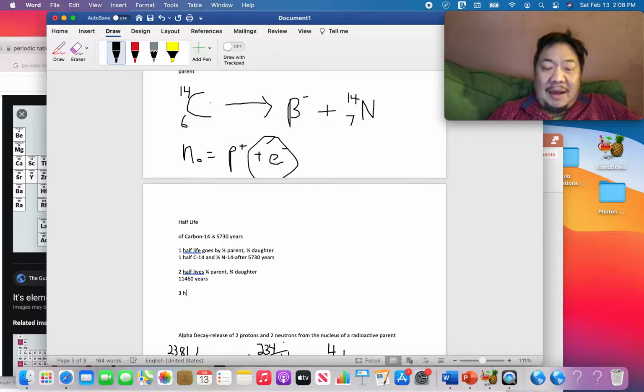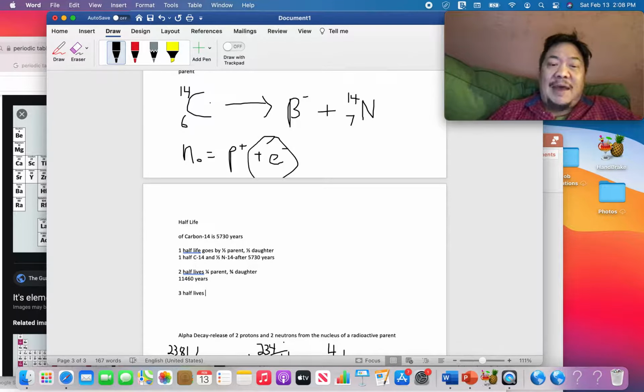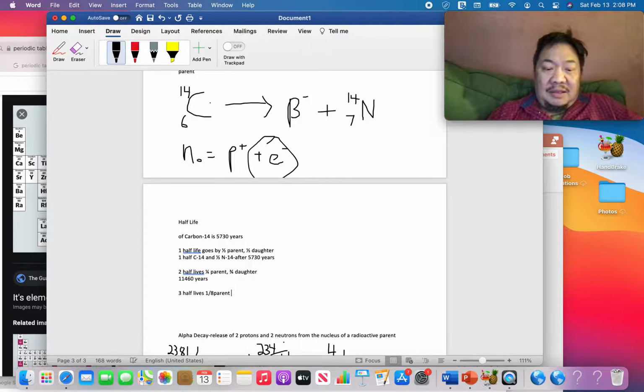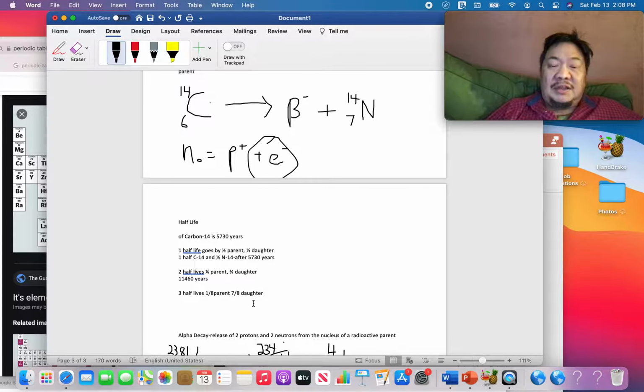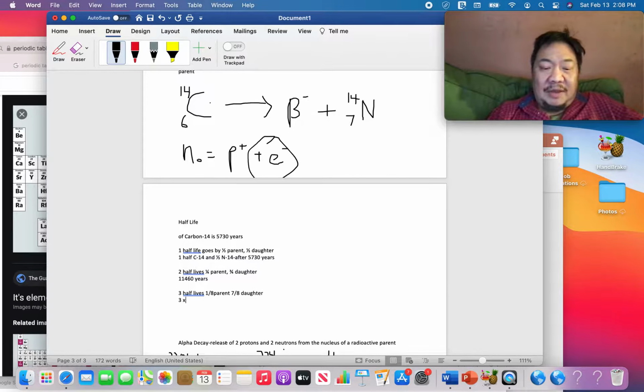After 3 half-lives have gone by, how much of the original parent do you have left? What's a half of a half of a half? 1/8, right? So you'd have 1/8 parent left and 7/8 daughter. Or if you like to use percentages, you'd have 12.5% parent and 87.5% daughter. Or if you like to use ratios, you'd have 1 parent for every 7 daughters. And how much time would have gone by? That's 3 times 5,730.